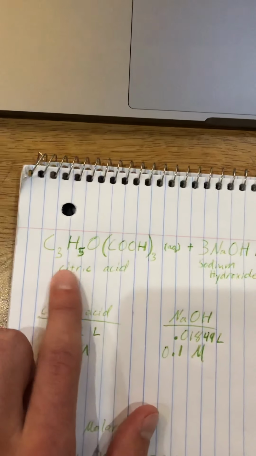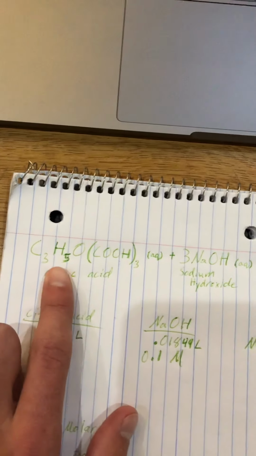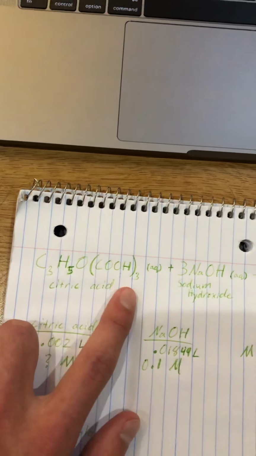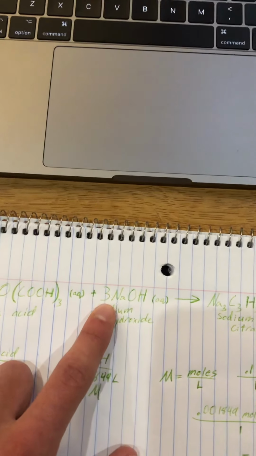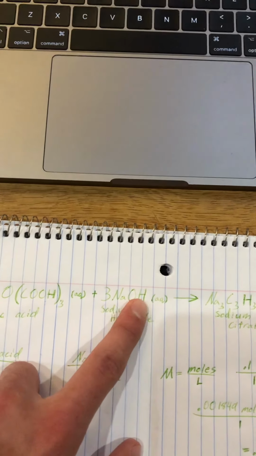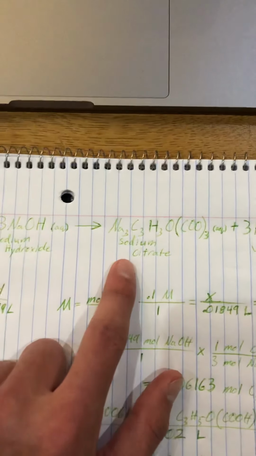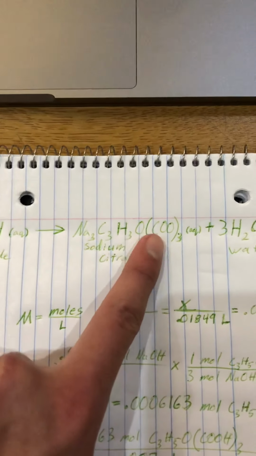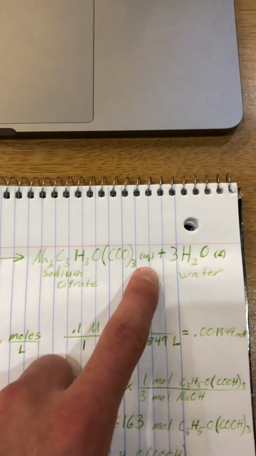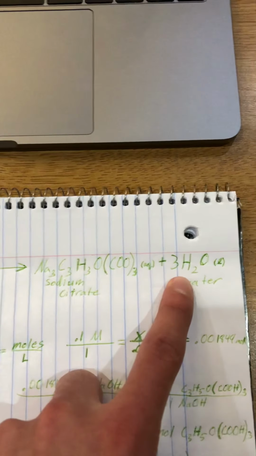So for this experiment, you can see the equation here, and it starts off with citric acid, which is represented by C3H5O(COOH)3, which is an aqueous solution, and then we add sodium hydroxide to that, which is represented by NaOH, which is also an aqueous solution. After mixing these, you then get the products of sodium citrate, which is represented by Na3C3H5O(COO)3, another aqueous solution, and water, which is represented by H2O and is also in a liquid form.